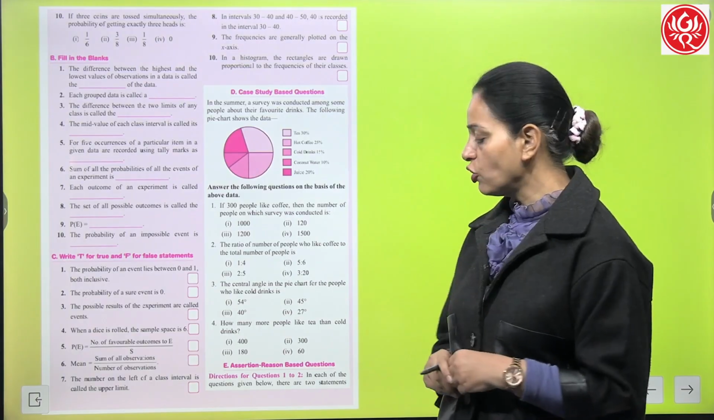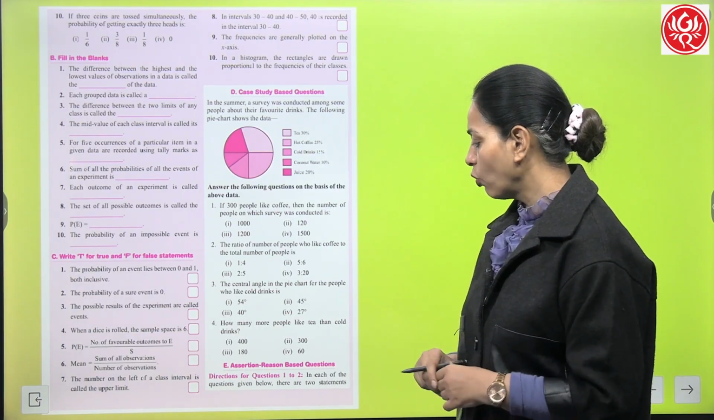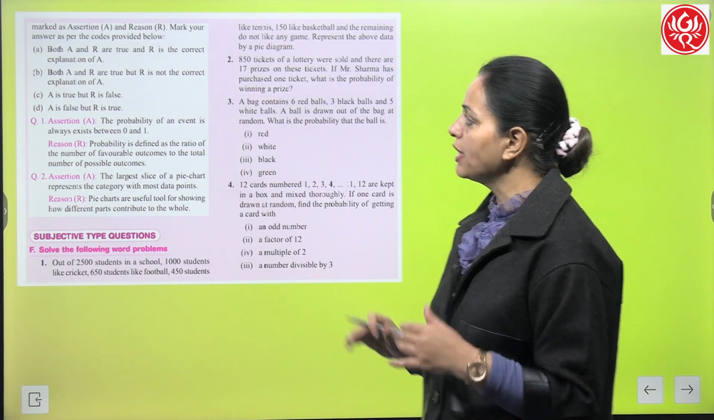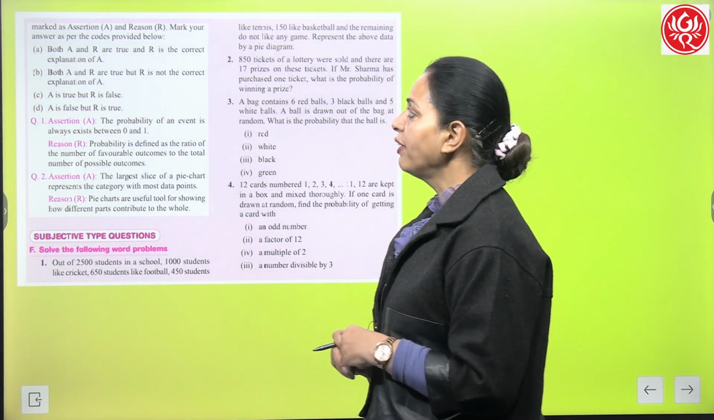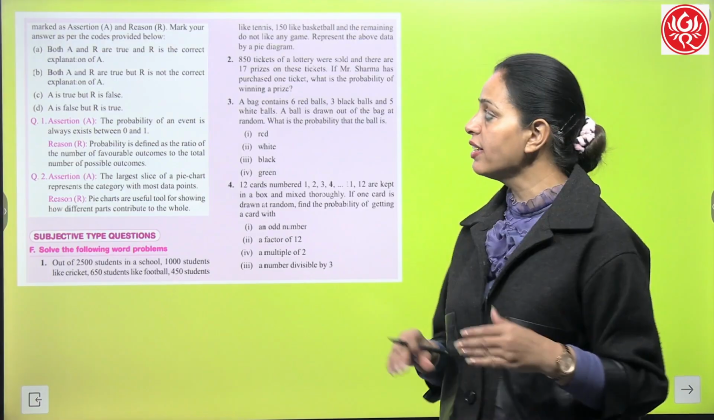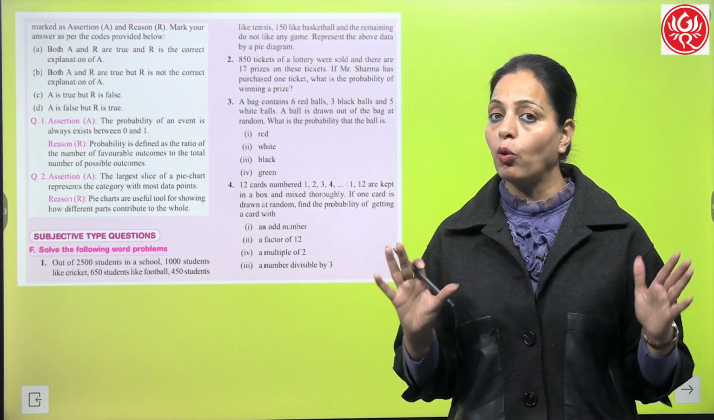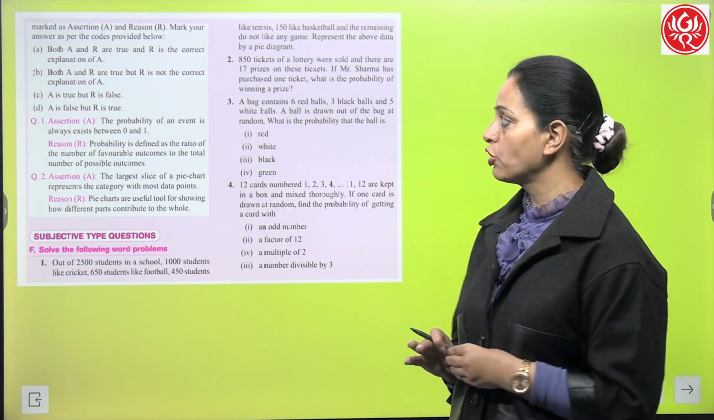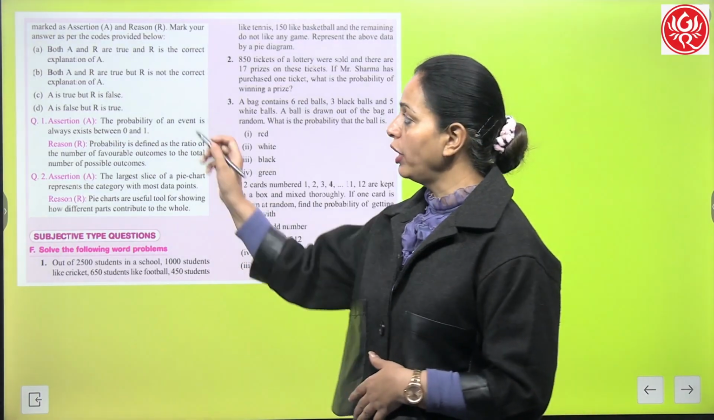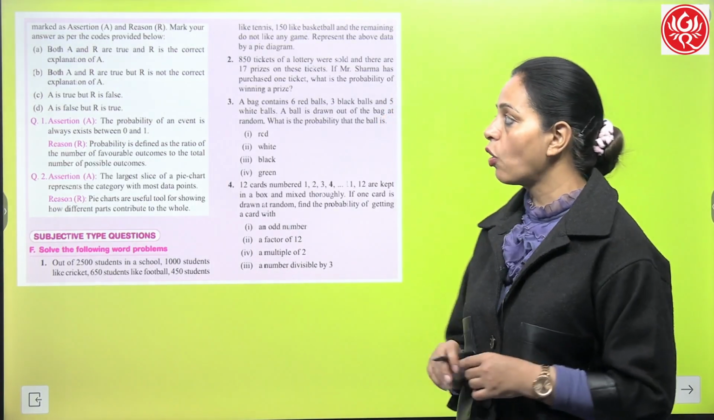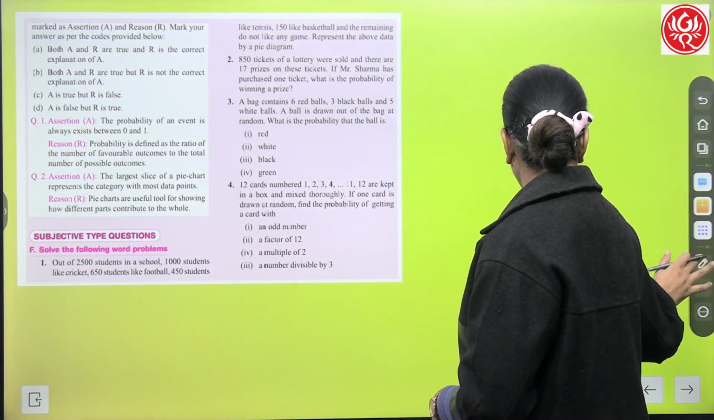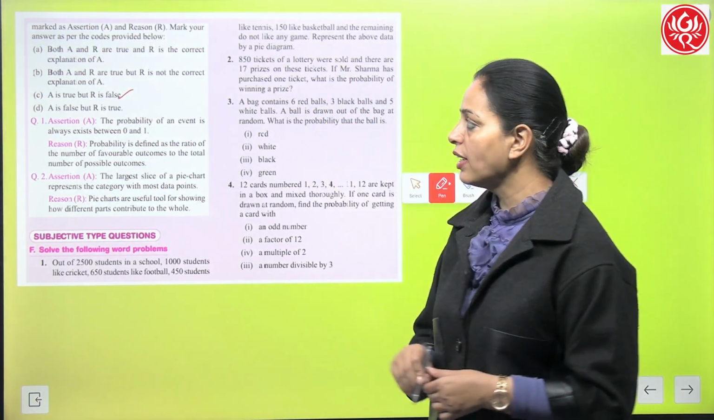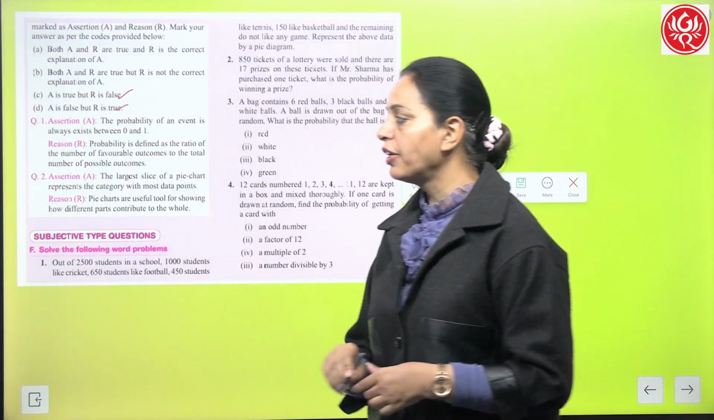Now E part, assertion-reason based questions. Directions for questions 1 to 2: In each of the questions given below, there are two statements marked as assertion A and reason R. Mark your answer as per the codes provided below. A part, both A and R are true and R is the correct explanation of A. B part, both A and R are true but R is not the correct explanation of A. C part, A is true but R is false, and D part, A is false but R is true.